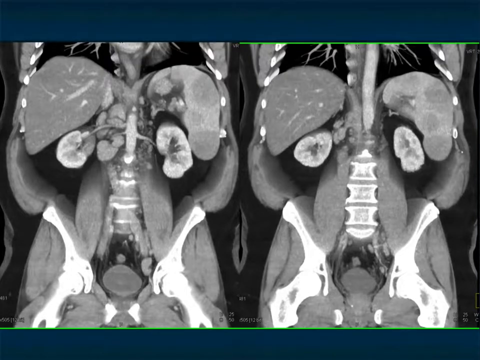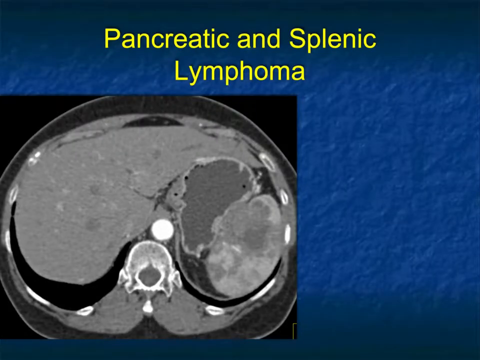They typically enhance minimally, and you see lots of adenopathy present. The masses in lymphoma tend to be larger than the masses in sarcoidosis. That is a good example. Now, as we mentioned previously, when you have a process with the spleen, you look at other organs.